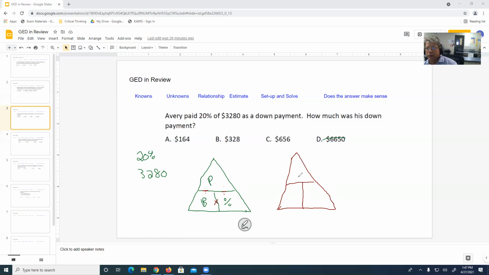So in this problem, what I'm picking up on is, if I draw my triangle again, this portion is what we're looking for. We're looking for the part that's being paid as a down payment. So the 3,280 is going to be what we call the base amount.